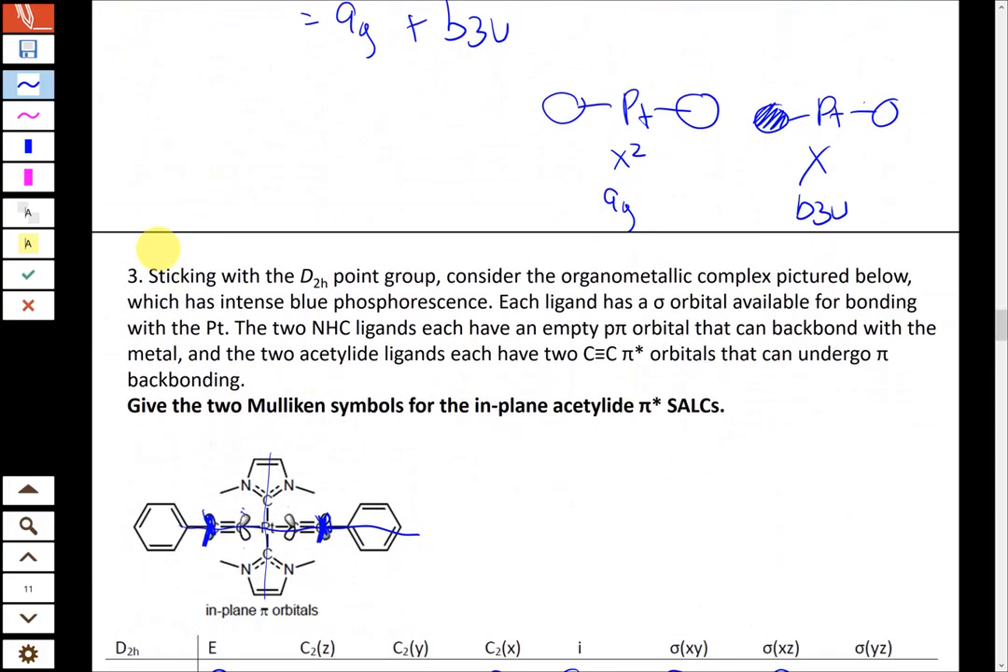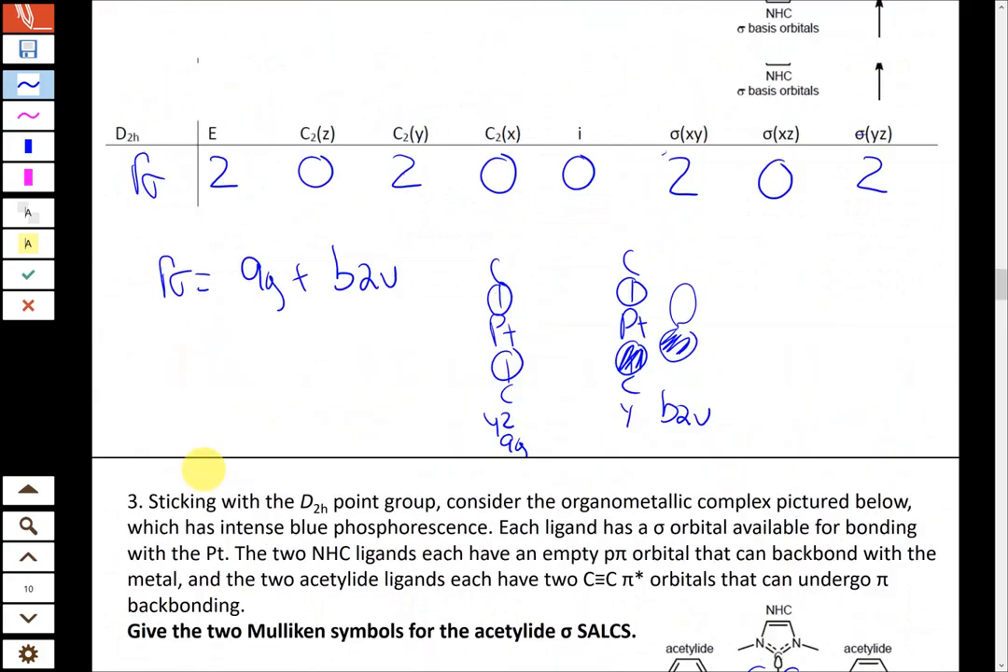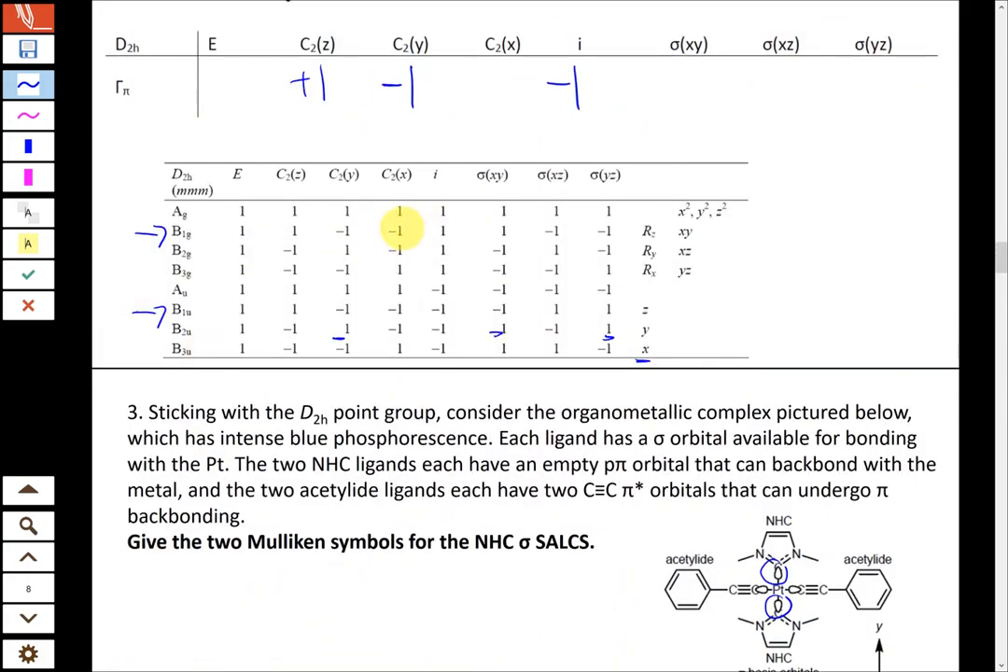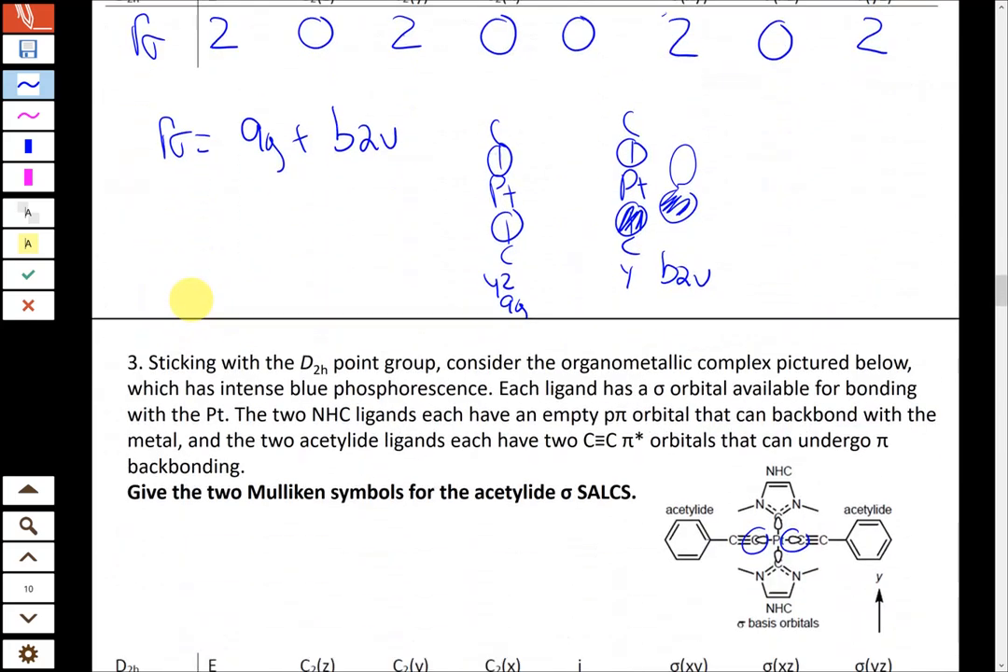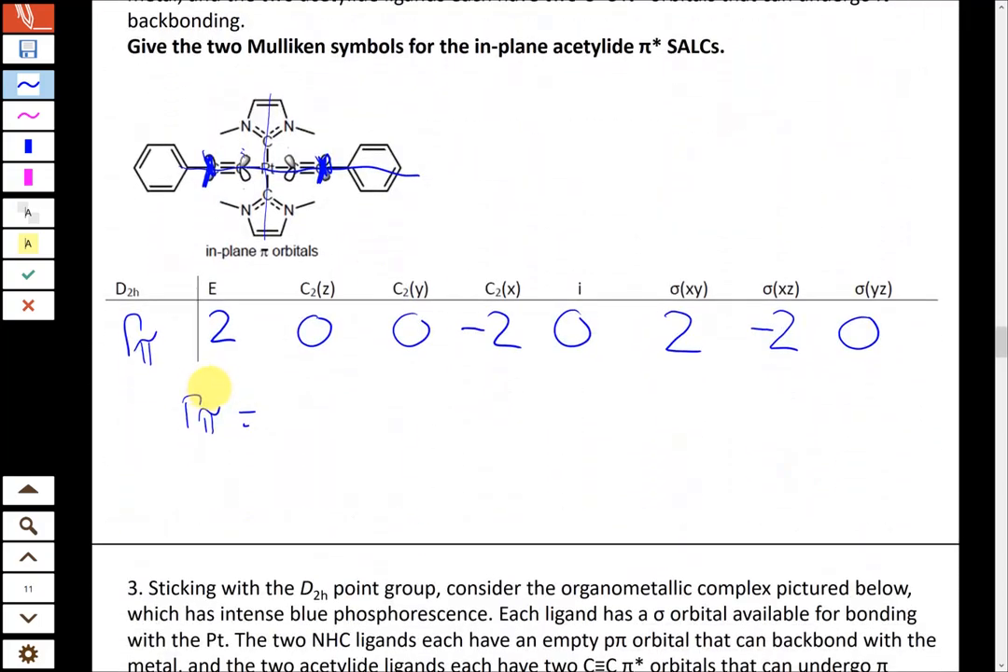So let's find the representations that have that. We need -1 for x and xz, and then +1 for xy. So that should be b1g is one of them: -1 for x, -1 for xz, +1 for xy, so that's b1g. And then we have -1 for x, -1 for xz, +1 for xy. So those are the ones, that's going to be b2u. So we get b1g and b2u when we reduce that representation.